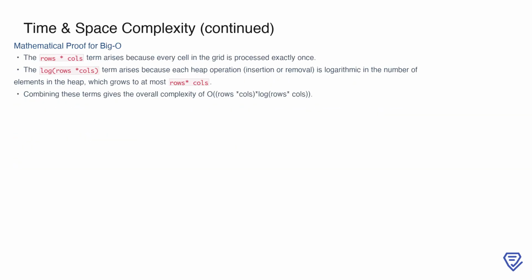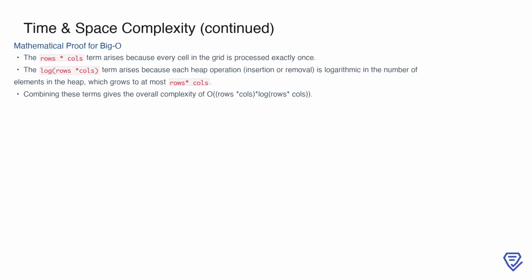Finally, let's understand the mathematical reasoning behind the big O complexity. The rows * cols term arises because the algorithm processes every cell in the grid exactly once. Each cell is evaluated for its ability to trap water, and this contributes linearly to the time complexity. The log(rows * cols) term comes from the heap operations. Every insertion or removal in the heap is logarithmic with respect to the number of elements in the heap, which grows to at most rows * cols.